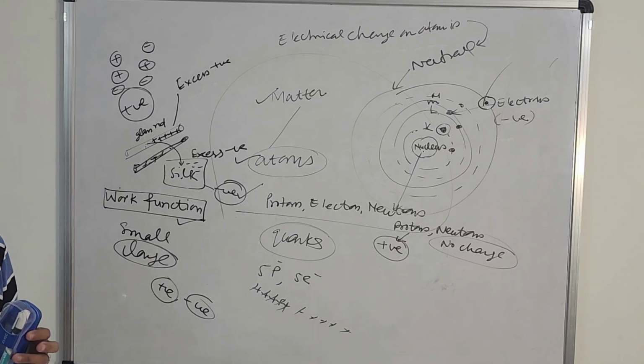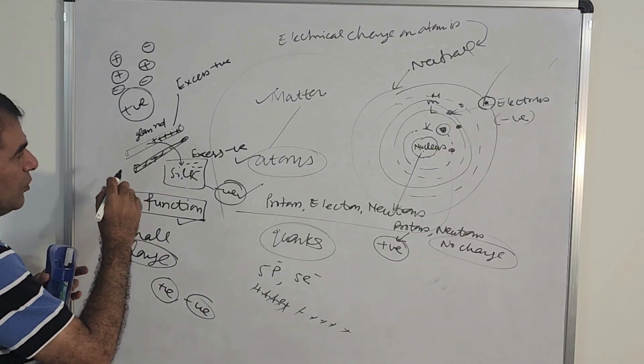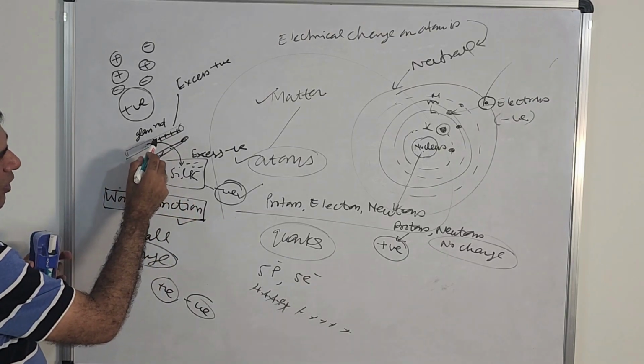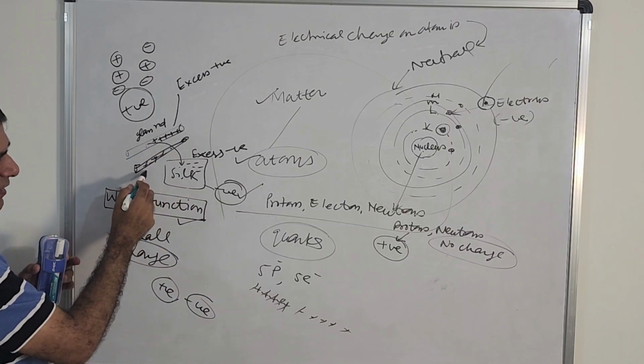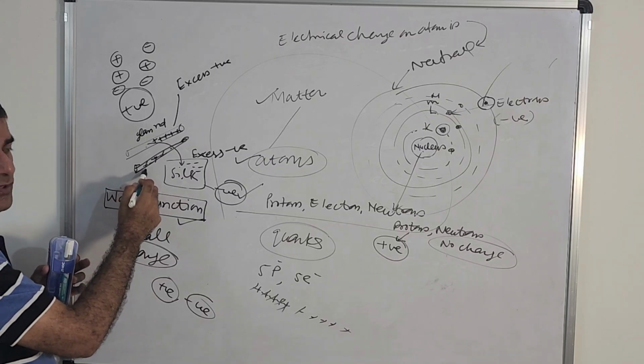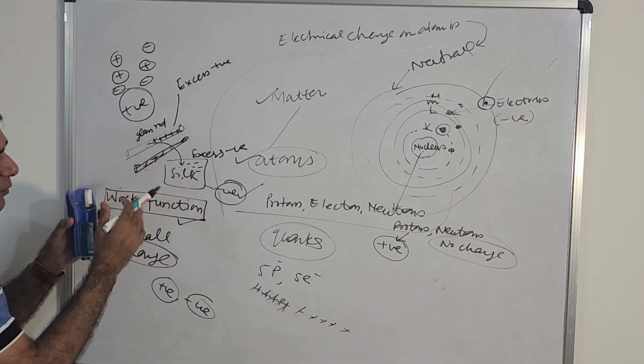Negative repels negative, positive repels positive, and different charges, unlike charges, attract each other. So what happens actually? This glass rod now has positive charge. Take another glass rod which again has positive charge, and they repel each other.